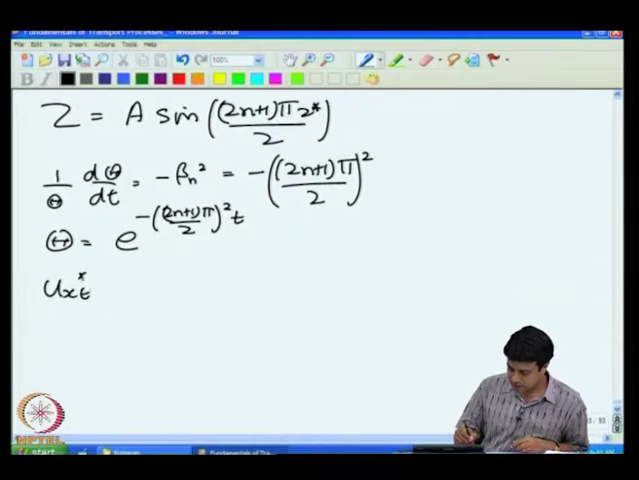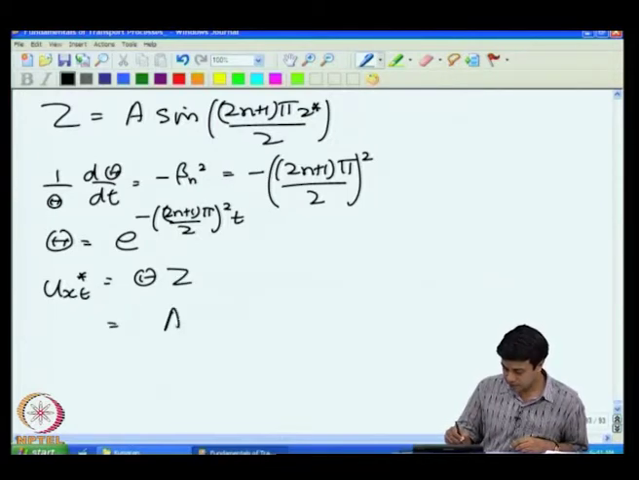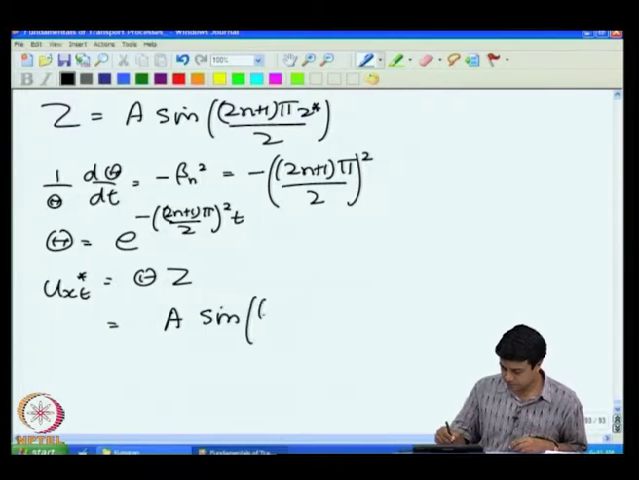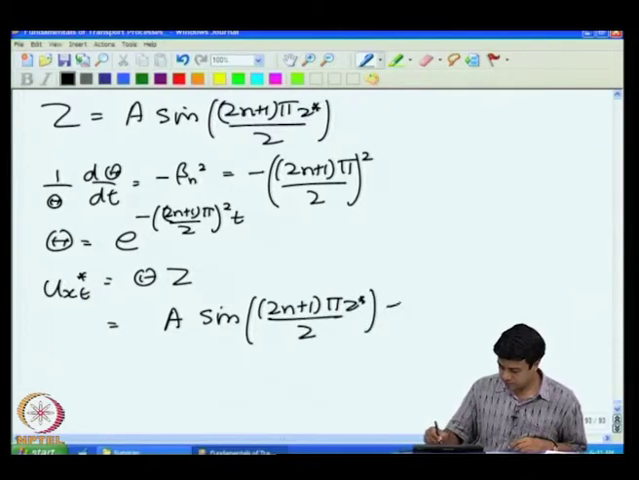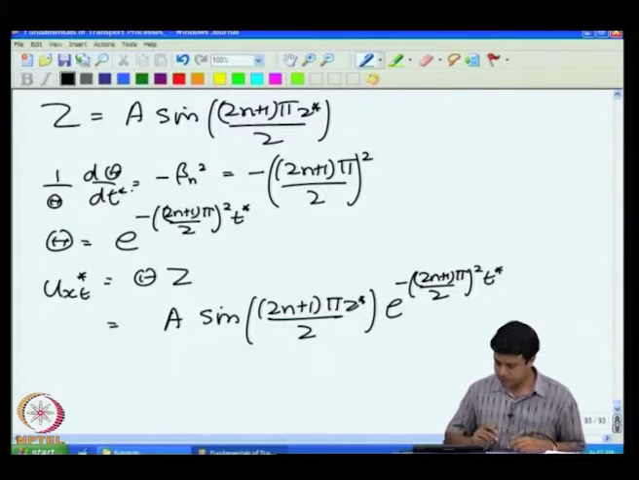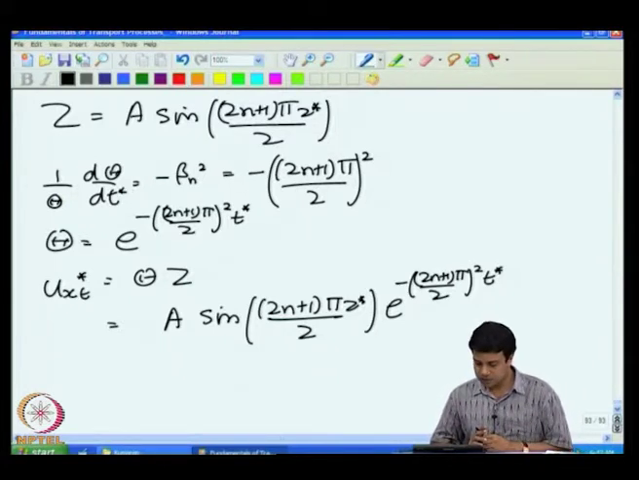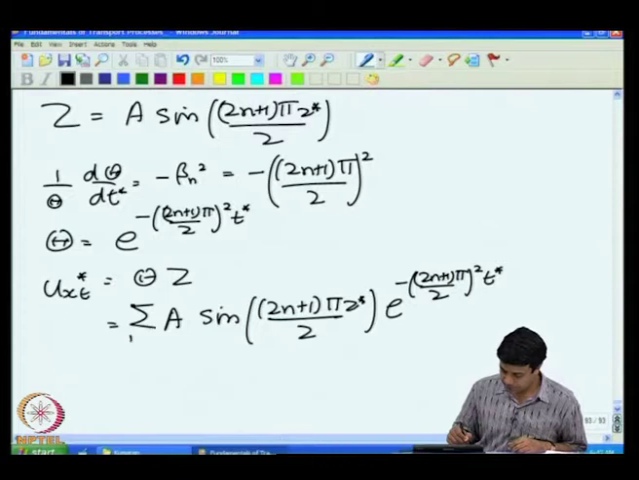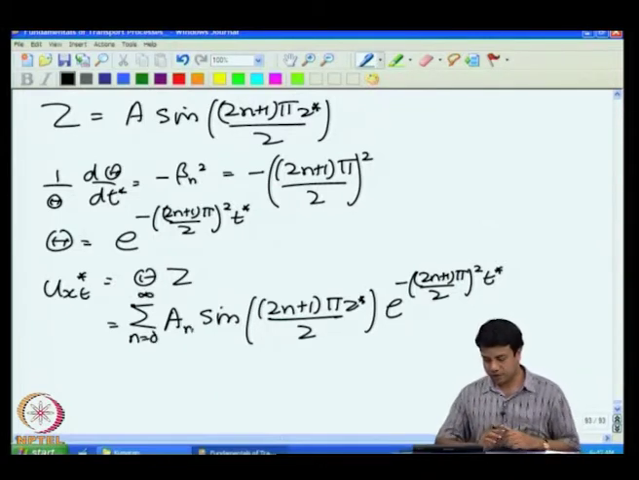Ux transient will be equal to theta times Z, which is equal to a times sine (2n plus 1) pi z star by 2 times e power minus (2n plus 1) pi by 2 whole square t star. So, this is the solution. This satisfies the equation for any value of z. So, the most general solution is a summation n is equal to 0 to infinity of a n times this, a linear combination of all of those solutions.